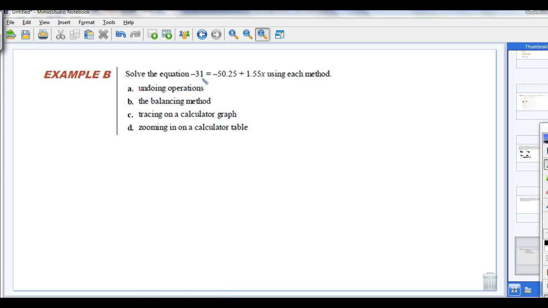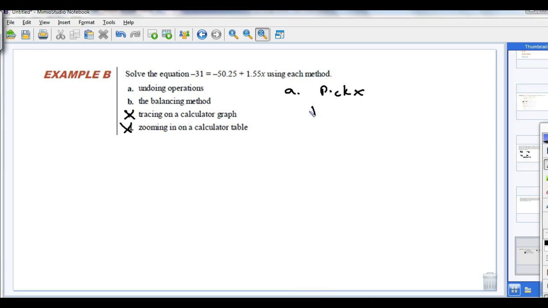Solve the equation negative 31 equals negative 50.25 plus 1.55x using each method. So we've probably already done tracing on a calculator and zooming on a calculator using your graphing calculator, so we're not going to do that in this video. But we're going to undo operations here. So I'm going to start with x. So here's part A. We're going to undo by starting with x, pick x.